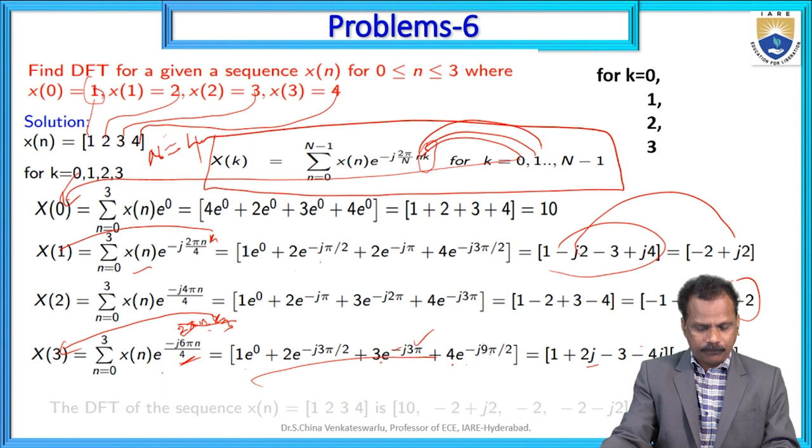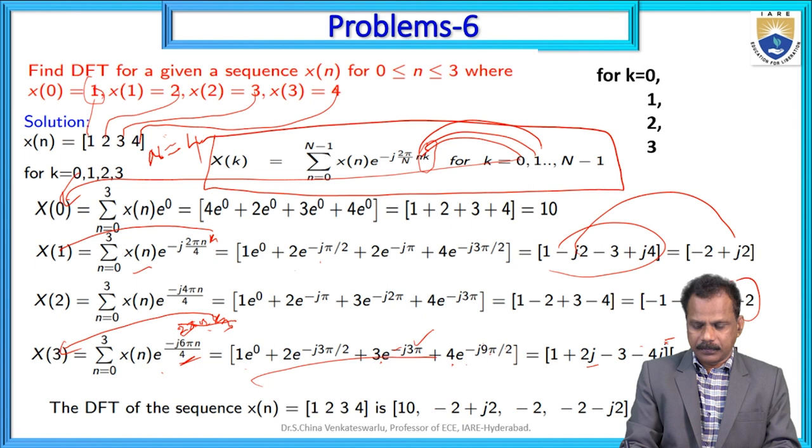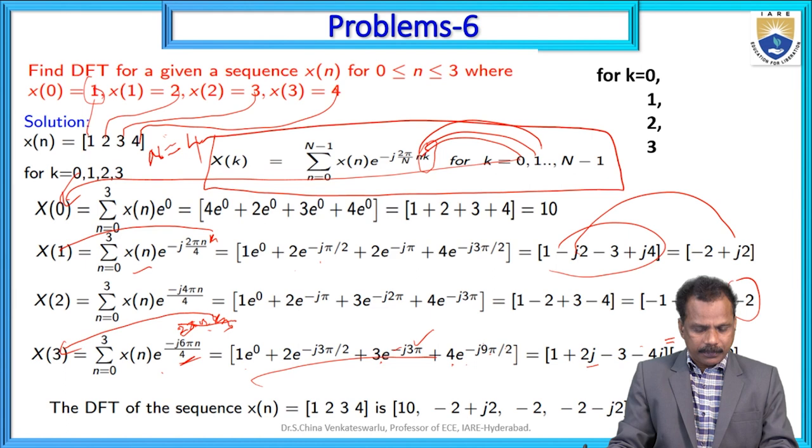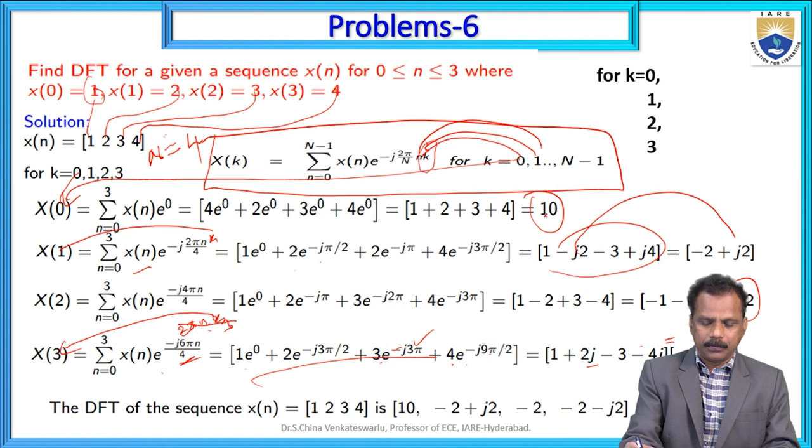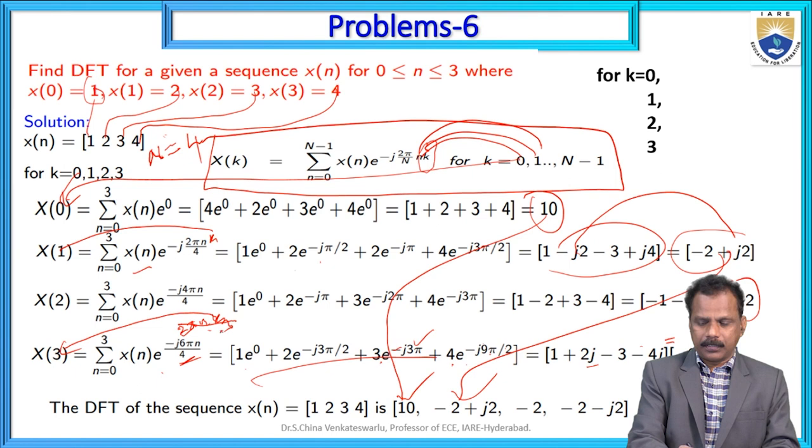Here it is also equal to this one. So therefore, the DFT of the sequence x of n equal to 1, 2, 3, 4 is 10, because starting itself, where k equal to 0, it is 10. If k equal to 1, this value. If k equal to 2, minus 2. If k equal to 3, this value.